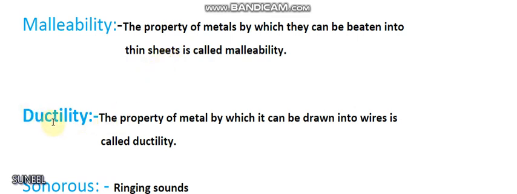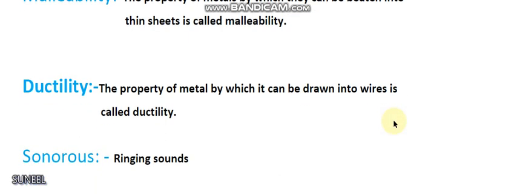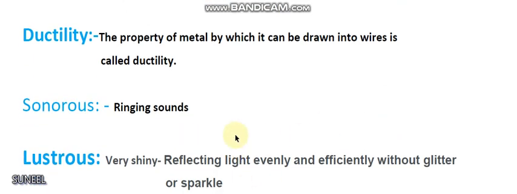Now ductility. Ductility is the property of metal by which it can be drawn into wires. You all have seen copper wires or aluminium wires. These can be drawn into wires only because of the property of ductility. Sonorous means producing ringing sounds. All the metals, when they are beaten with a hammer, a ringing sound is observed. This property of metals of producing ringing sound is known as sonorous. And that is why bells are made up of metals.